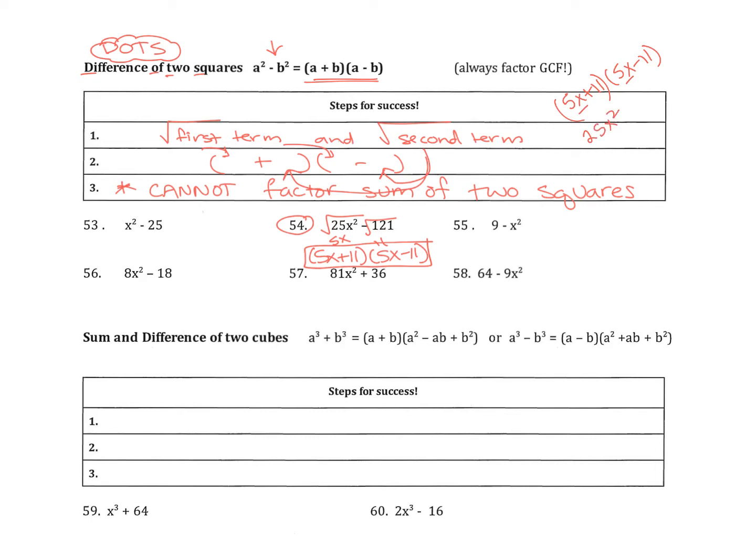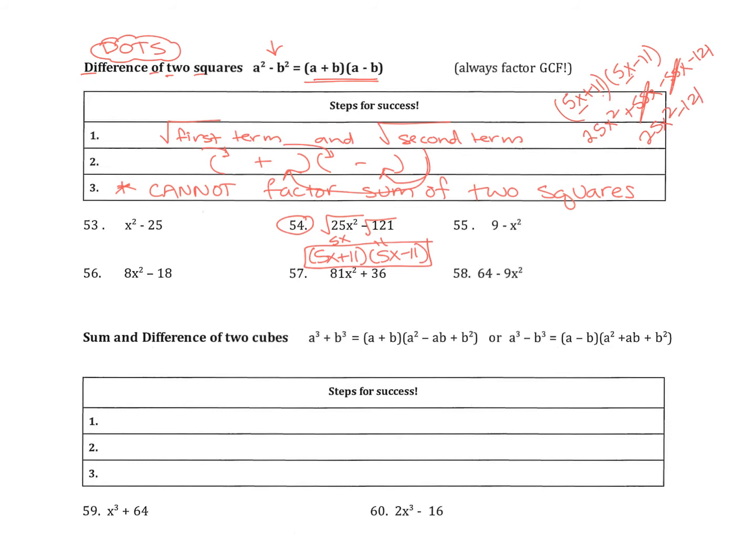When I multiply the inner and outer terms, I have a positive 11 times 5x, which is plus 55x. When I multiply those outer terms, I have a negative 11 times 5x, which is minus 55x. And plus 11 times negative 11 is going to give me a negative 121. So the inner and outer terms are always going to cancel because of the plus minus in my parentheses. So I'm left with 25x squared minus 121. That's why this method works.